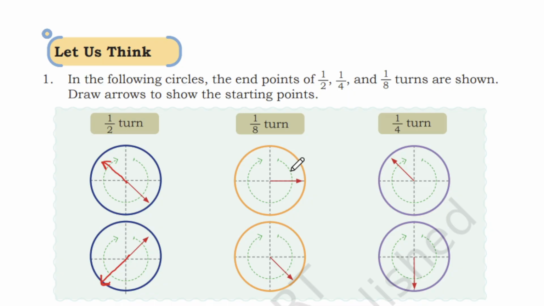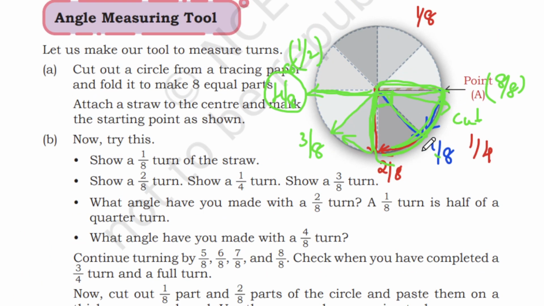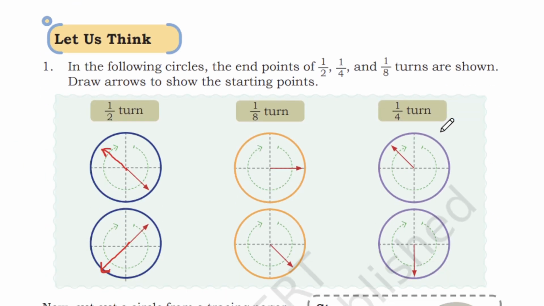Okay, next, 1 by 8 turn. So what is 1 by 8 turn? 1 by 8 turn is half of the 1 by 4, I'm sorry, 1 by 8 turn is the half of the quarter turn. Correct? So here we got 1 by 8. If you draw here, this is the quarter part. So half of the quarter part. So this is 1 by 8. I'll erase this one. Okay, so this one is 1 by 8.